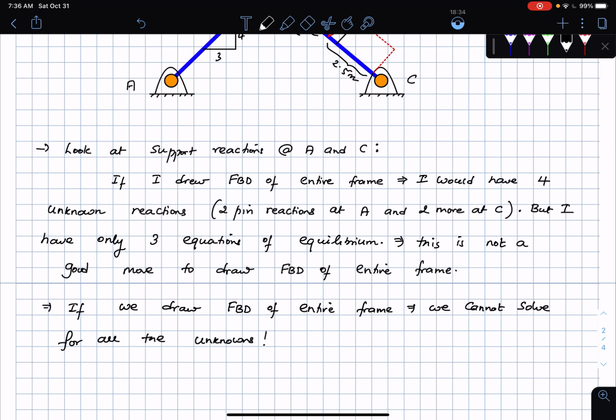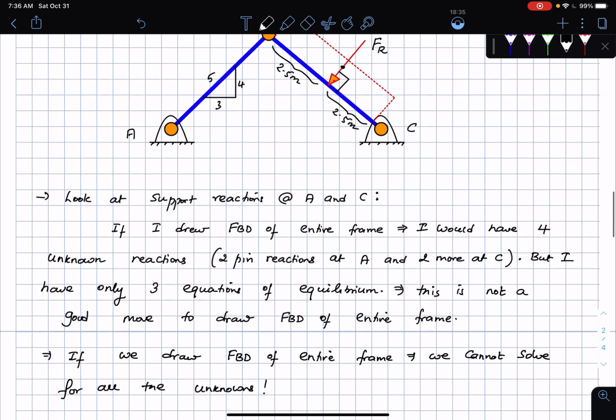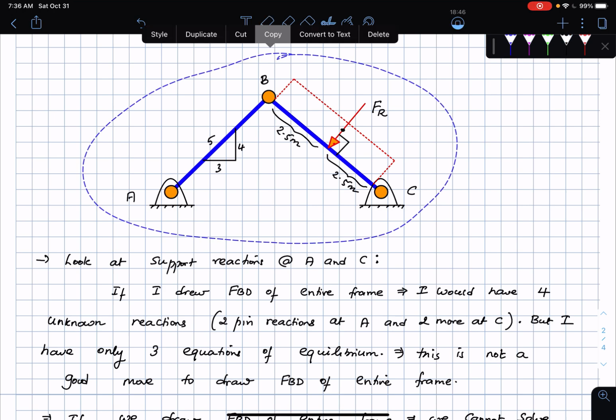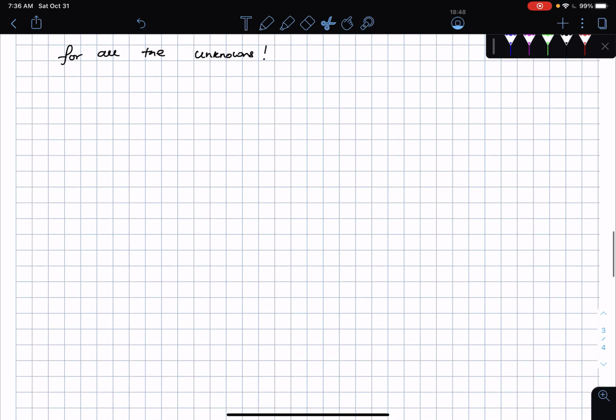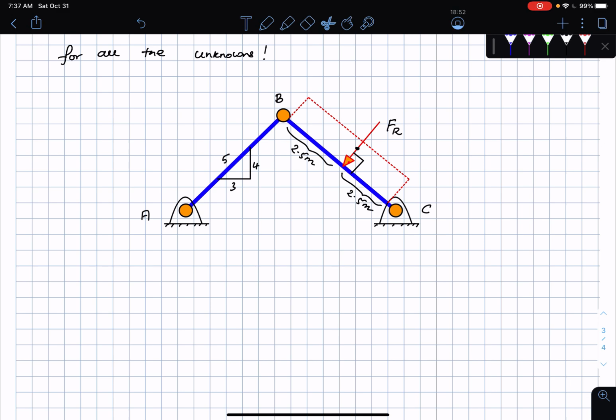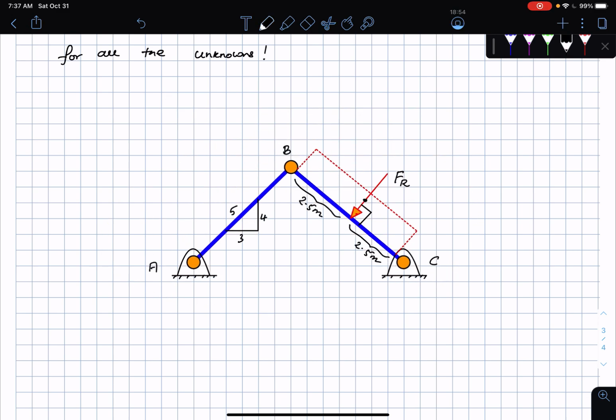So now I'm going to go back to my idea of breaking this completely apart. As I break this apart, I'm going to have a pin at B, then the bar AB and then the bar BC. That's going to be my strategy. So I'm going to take this, bring it to the next page, and break this apart.